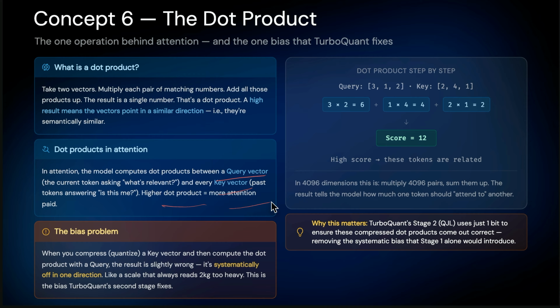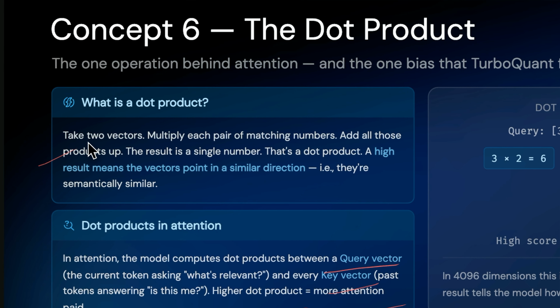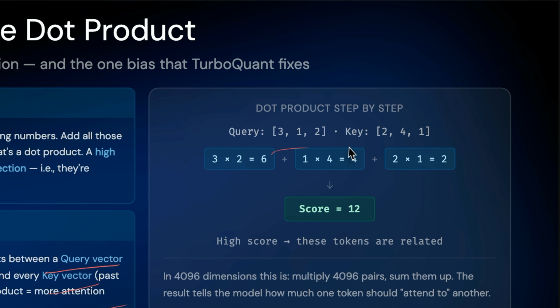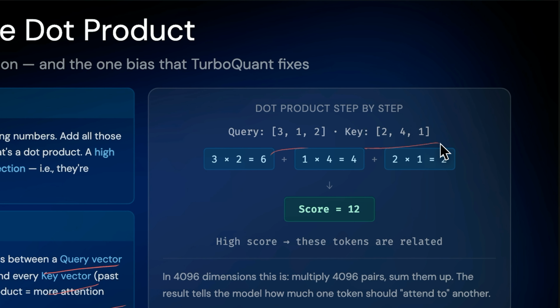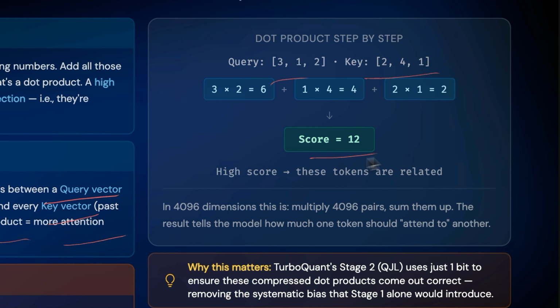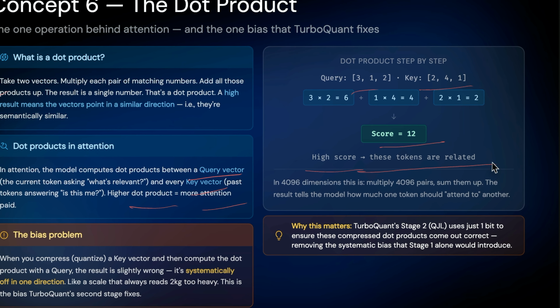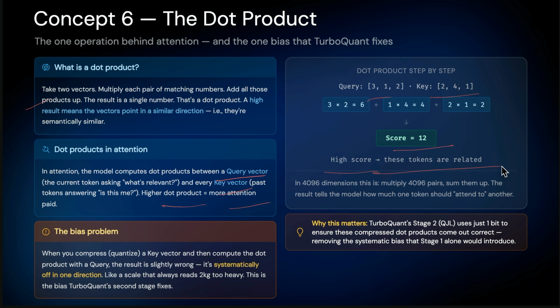So what is a dot product in simple terms? We take two vectors and then we multiply each pair of matching numbers. So for example, take this query and take this key. When we take the dot product, this results in a score of 12. That means this is a high score and these tokens are related. So in 4096 dimensions, this means you multiply 4096 pairs and then sum them up. This tells the model how much one token should attend to another.